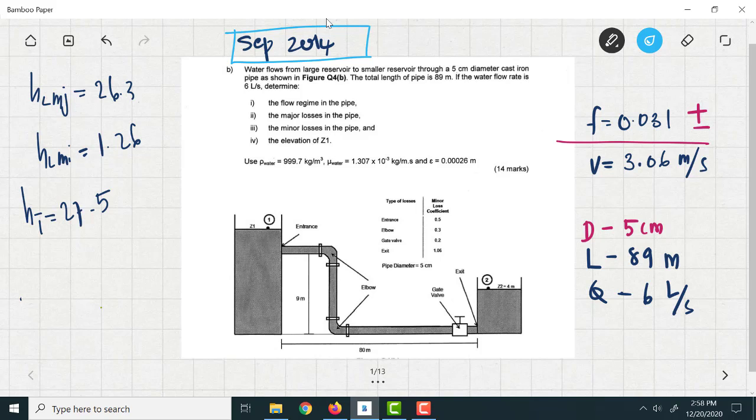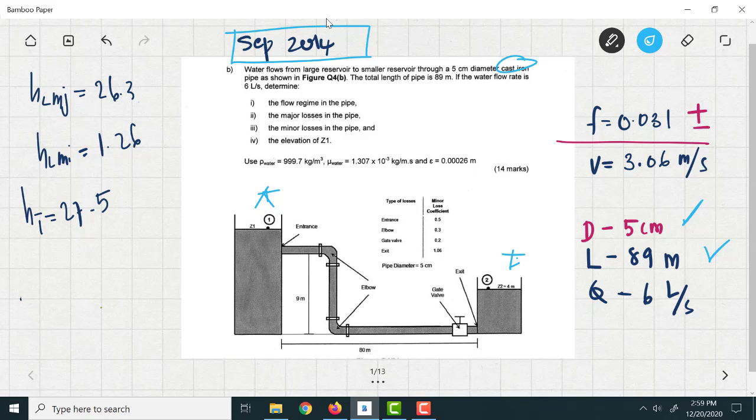Water flows from a large reservoir, you know this is a large reservoir here, to a smaller one, this is the smaller one, through a 5 cm diameter pipe. The pipe is cast iron, as shown in the figure. The total length of the pipe is 89 meters here, and the water flow rate is 6 liters per second.